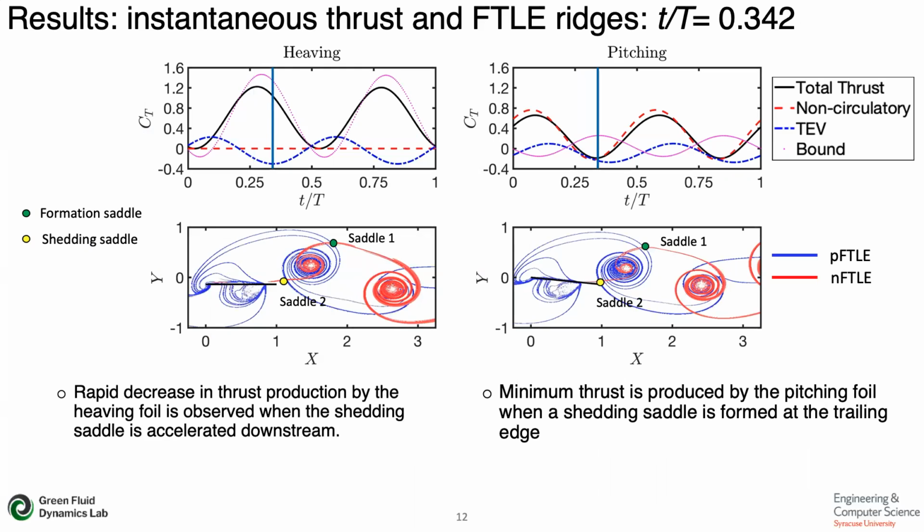In this time frame, we can see that the thrust produced by the heaving foil begins to rapidly decrease. This is accompanied by the acceleration of the shedding saddle downstream. On the other hand, the pitching foil is shown to produce minimum thrust when a shedding saddle is formed at the trailing edge. This is actually quite interesting, as the trend is the exact opposite of that of the heaving foil.